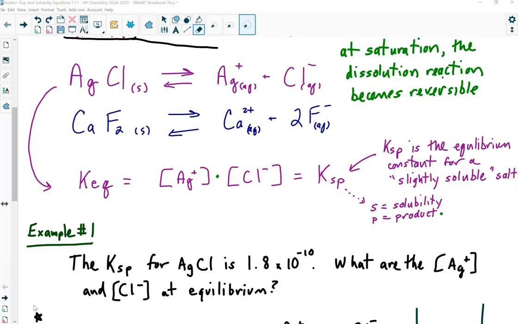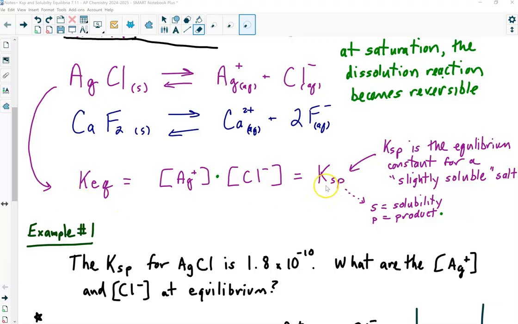Because this is an equilibrium reaction, you can write an equilibrium expression. KEQ equals, well, what would it be? The aqueous products, the silver ion concentration times the chloride ion concentration, over, oh, wait a minute, the reactant side is a pure solid, so it's a 1. And this is why they call it the solubility product. Product here doesn't mean the chemical product. It means the mathematical product, like times.